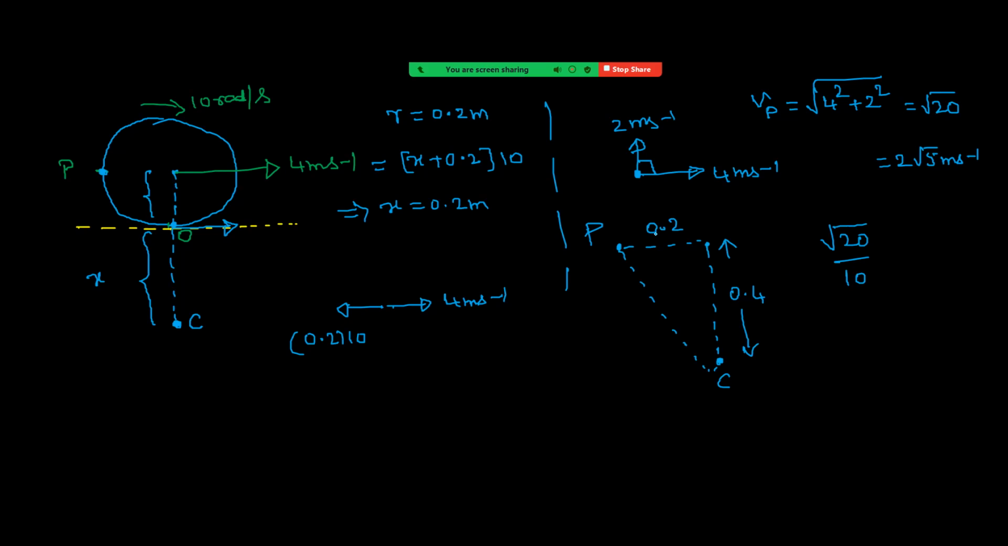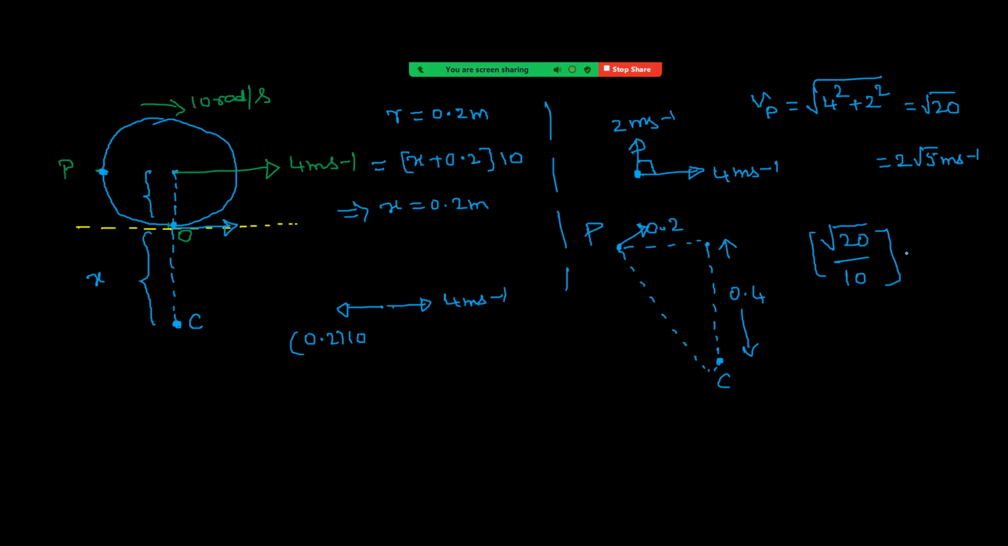Cross check once. 2 into 10 power minus 1, 4 into 10 power minus 1. I am taking 10 power minus 1 outside. Remaining is 4 square plus 2 square. That is root 20 upon 10. This is the distance. About this point, this body is in pure rotation. So velocity will be normal to the line joining PC. Velocity will be like this, normal to PC.